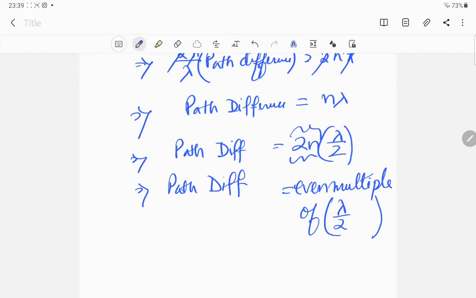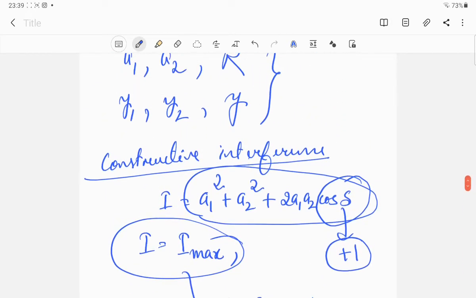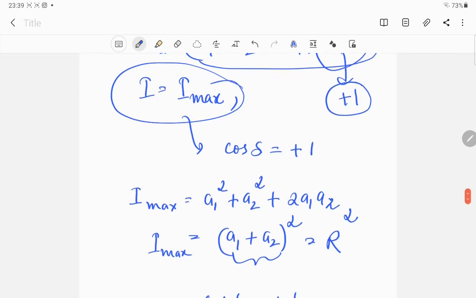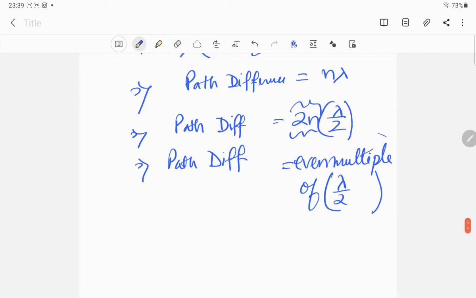So to get a constructive interference, whenever we say constructive interference, that means it is a bright fringe. You are going to get a bright fringe, it's not going to be dark. So with a bright fringe, the amplitude or intensity will be brighter. It is not going to reduce, it will be added. For having a bright fringe in an interference, that means to have a constructive interference, the path difference should always be an even multiple of lambda by 2. So that is the condition.